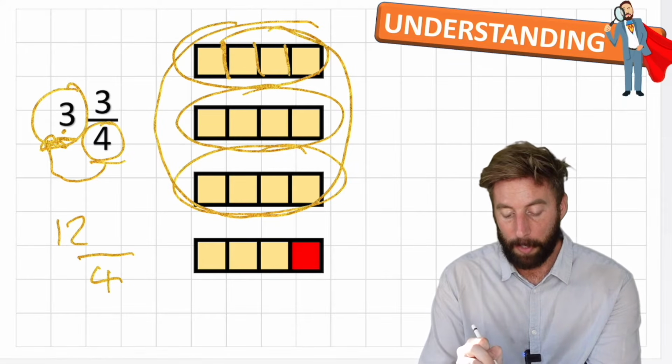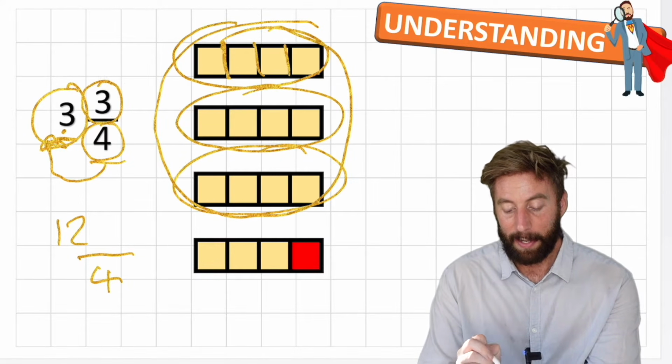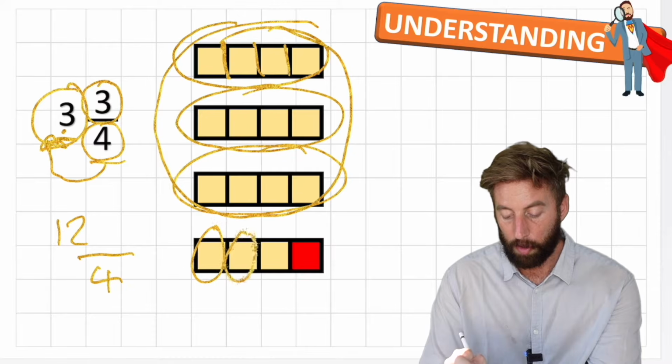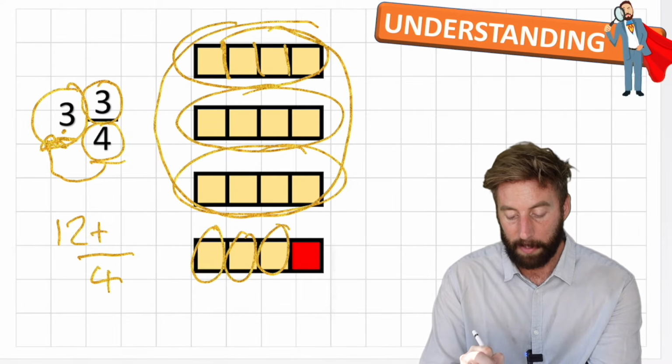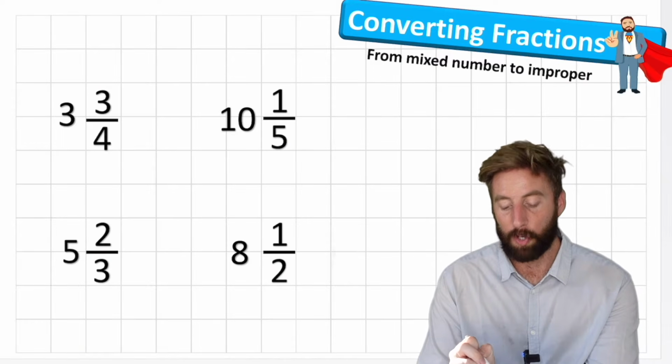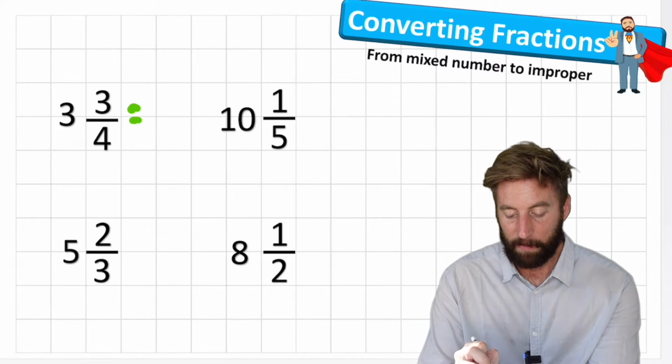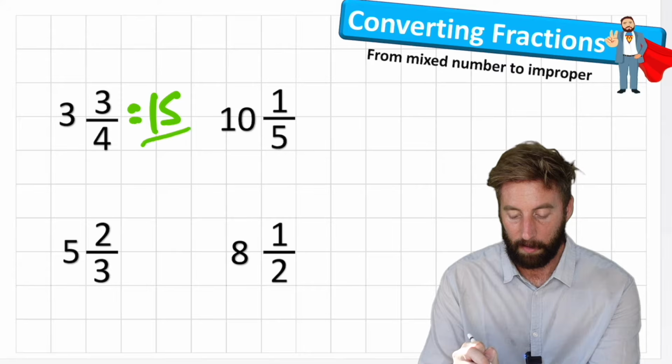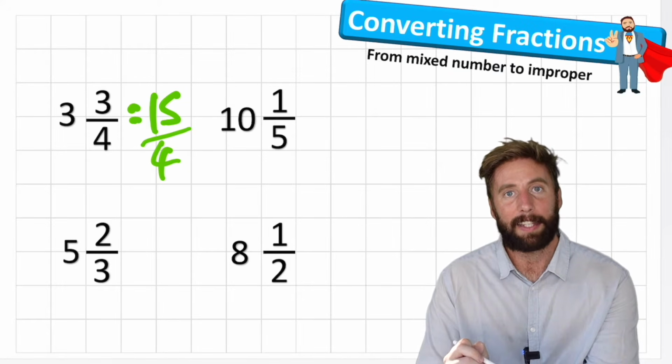But I'm not finished yet because of this last 3 here. Now this is just 3 on its own, 1, 2, 3, so therefore I need to plus 3. So my fraction is 12 plus 3 fourths, therefore it's going to be 15 fourths. Okay, so the answer to question 1 is 15 fourths.